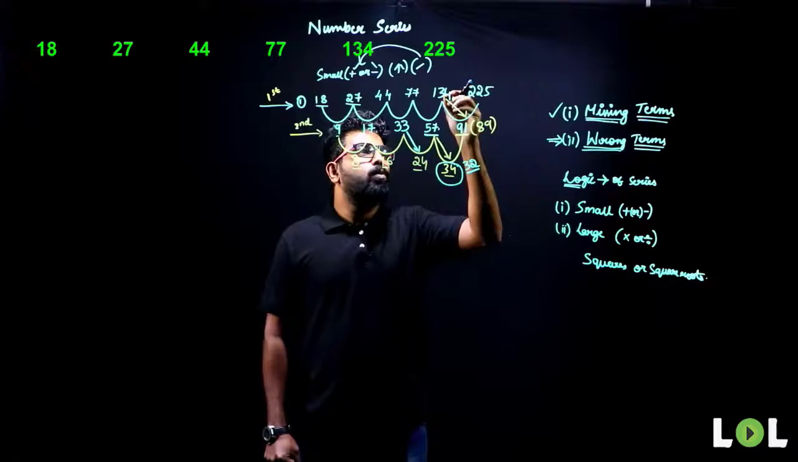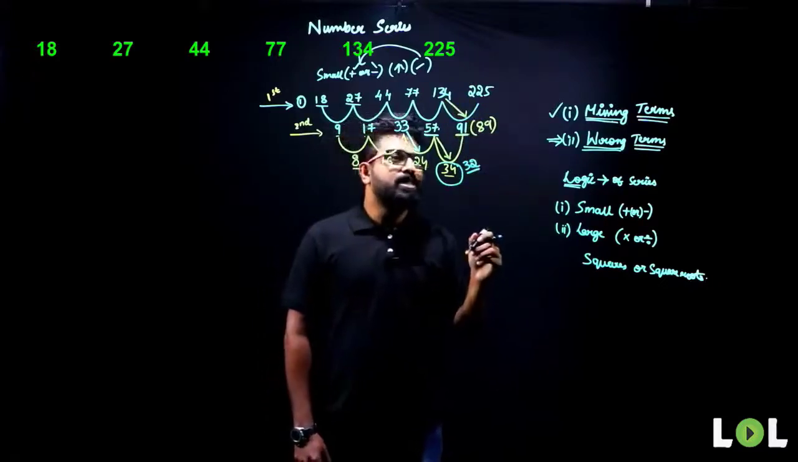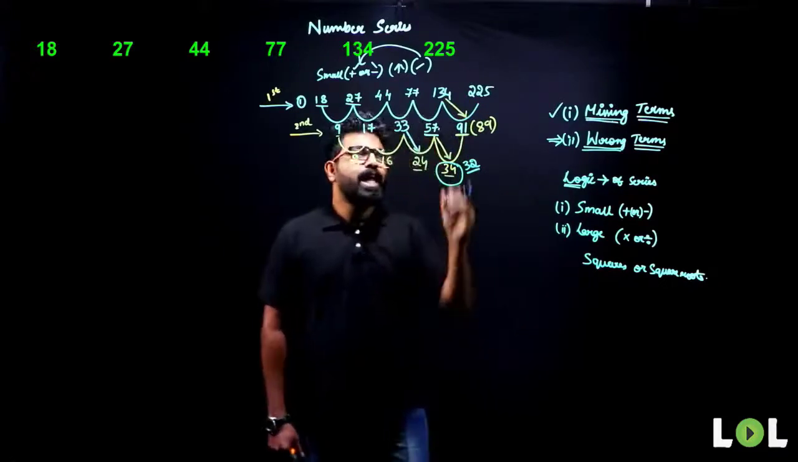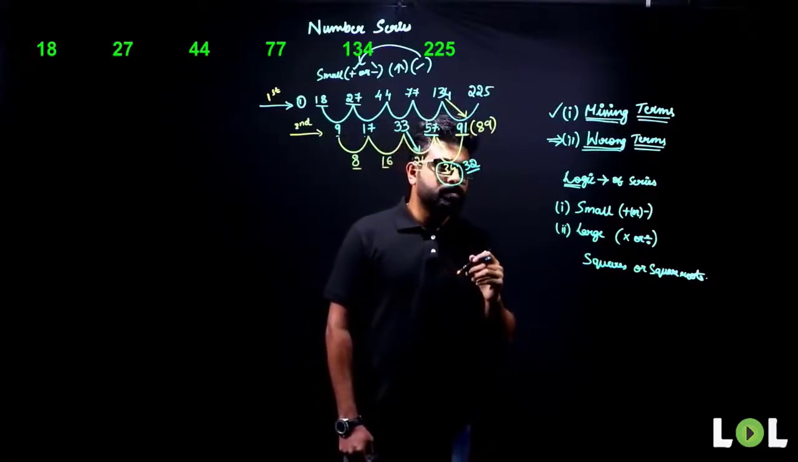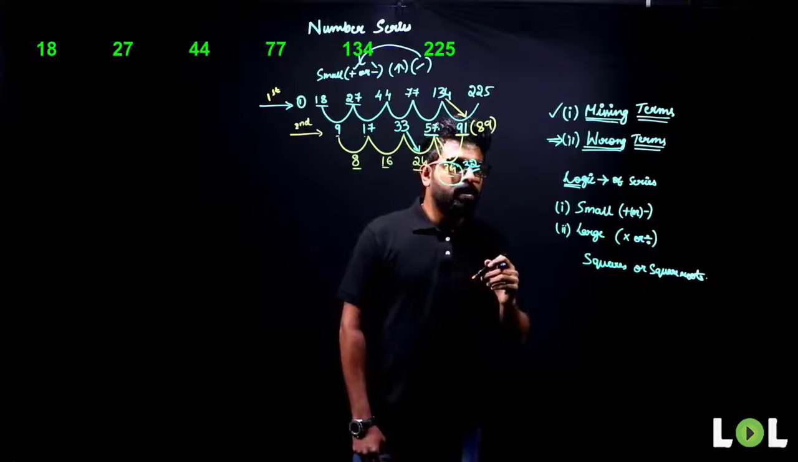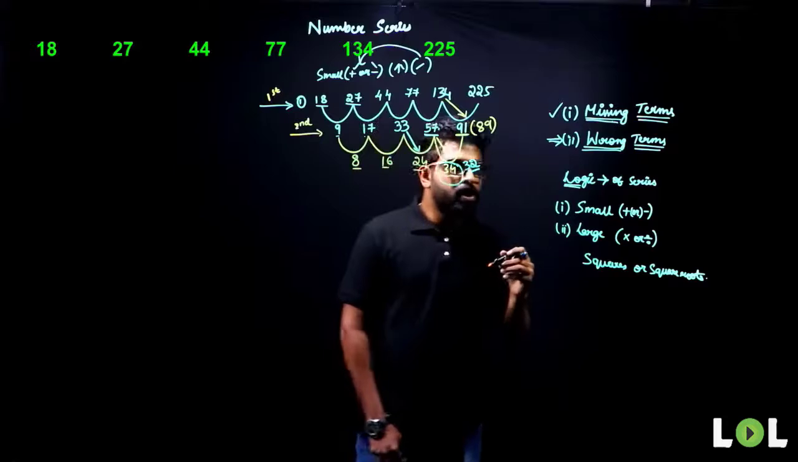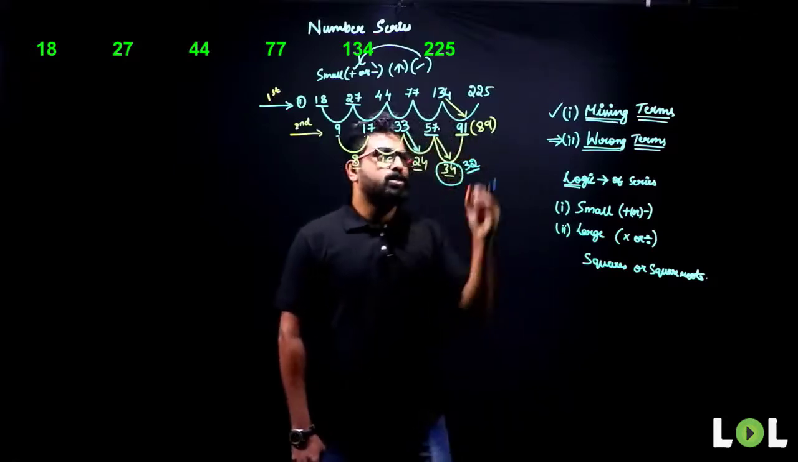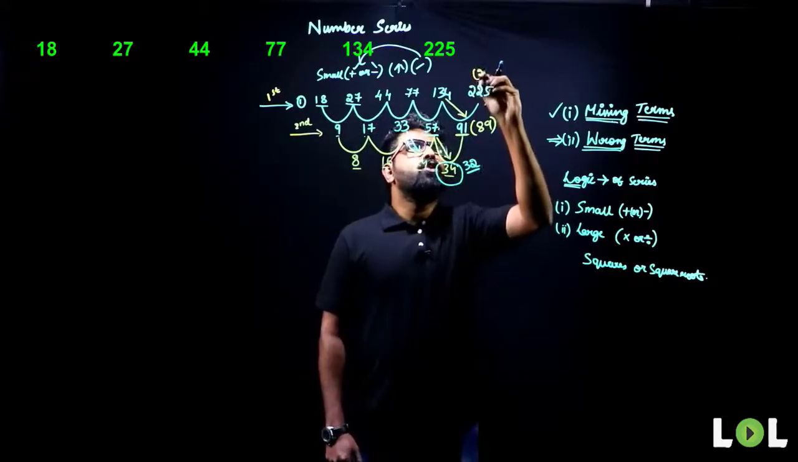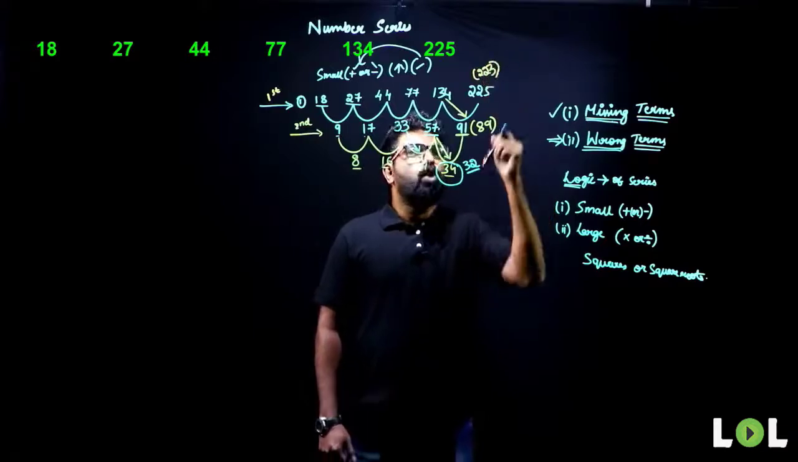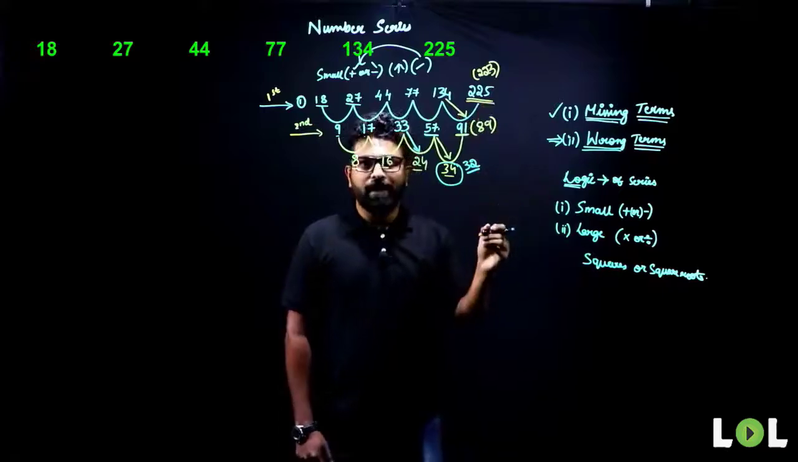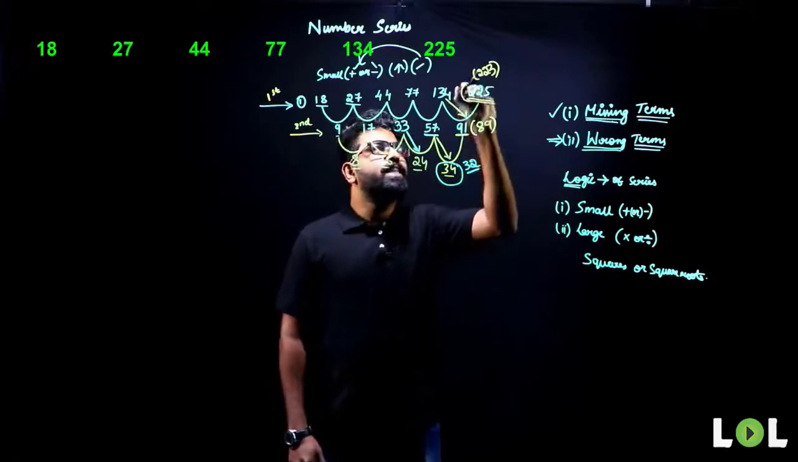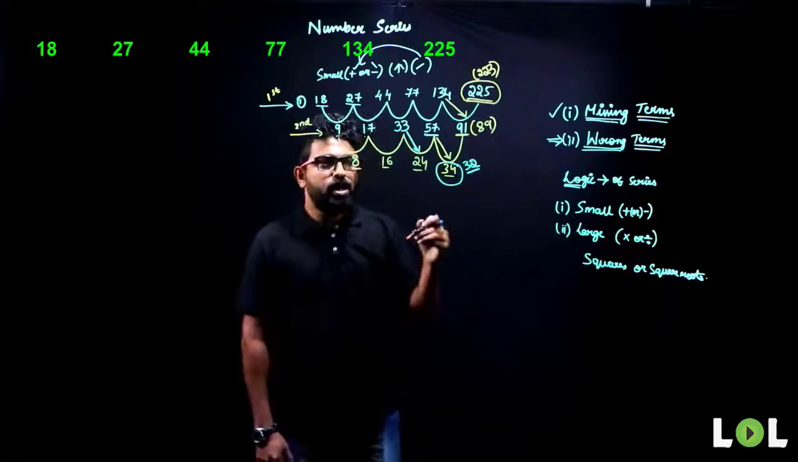What will I get if I add 134 and 89? I want your answers, people. 223. Yes, very good. My answer would have been 223. But what is the term in my series? The given term in the series is 225. Meaning that 225 is the wrong term.